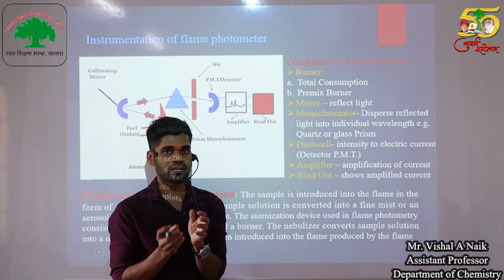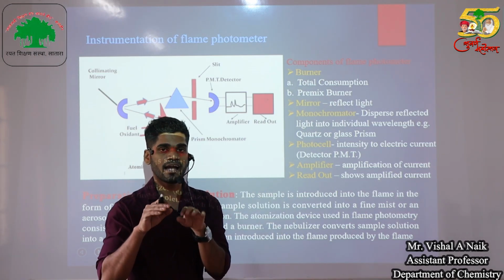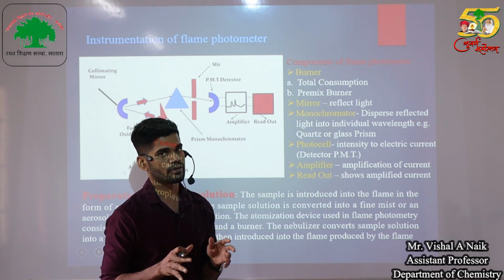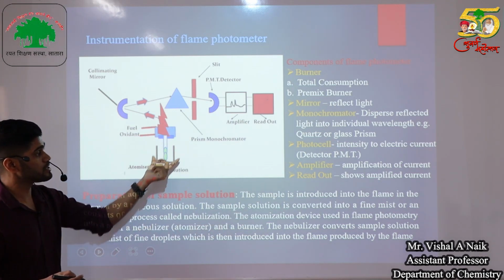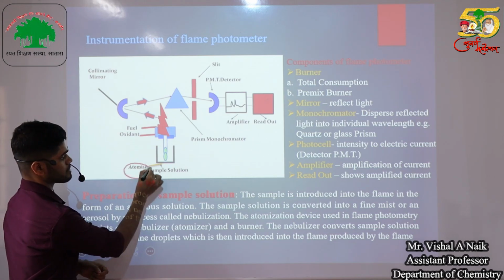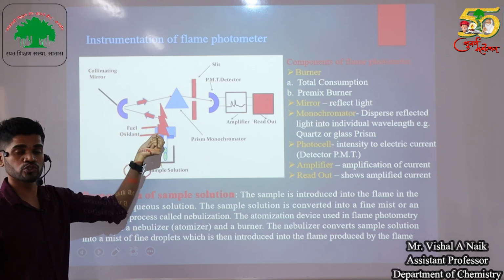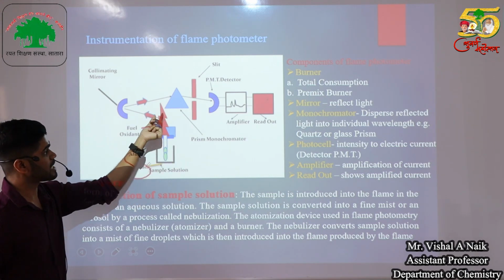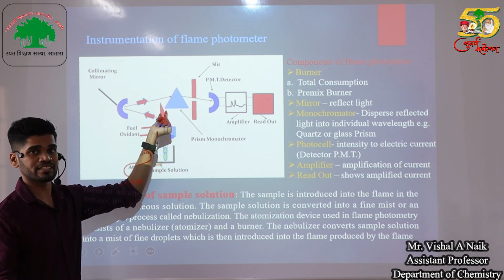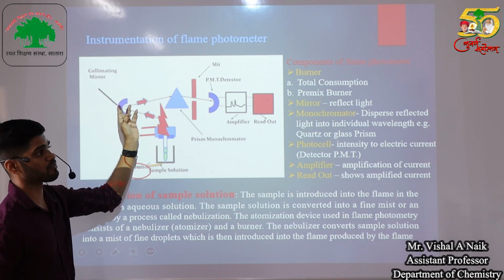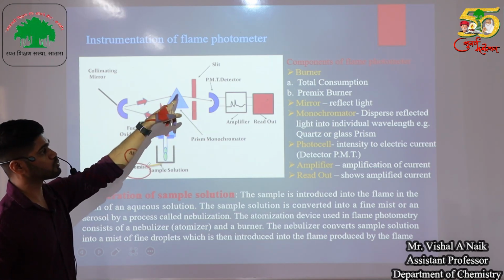Okay, where our sample gets heated, and it emits radiation. So this is the first part, that is called an atomizer. Sample is sucked from here, and fuel and oxidant are used to burn a flame. That emitted radiation has its characteristic wavelength, reflected by this mirror plane. Then that goes towards the monochromator.